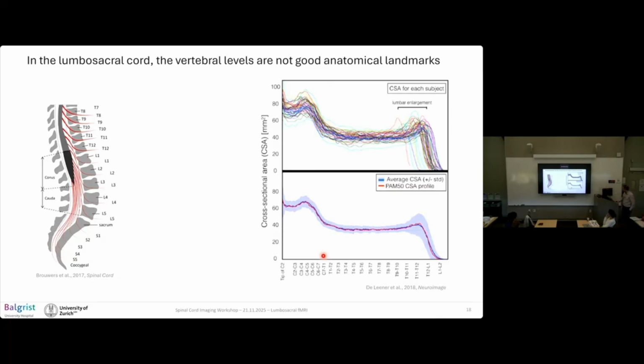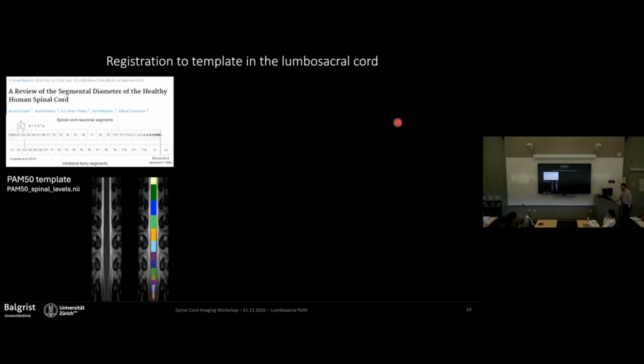For example, the LSC, the lumbosacral enlargement, can be anywhere between T12 and L1. Also, the length of the lumbosacral cord can vary between participants from 30 to 60 millimeters. Right? So the current standard, or state of the art, that most groups use, or what we use, for normalizing these images is the Spinal Cord Toolbox.